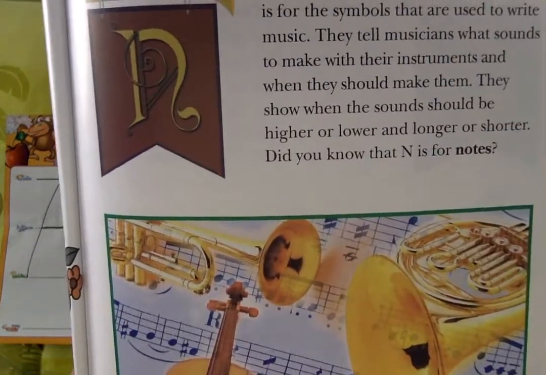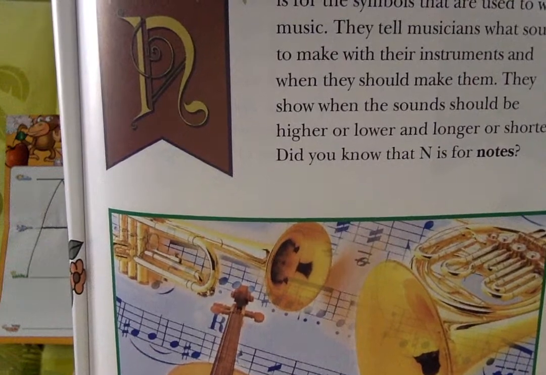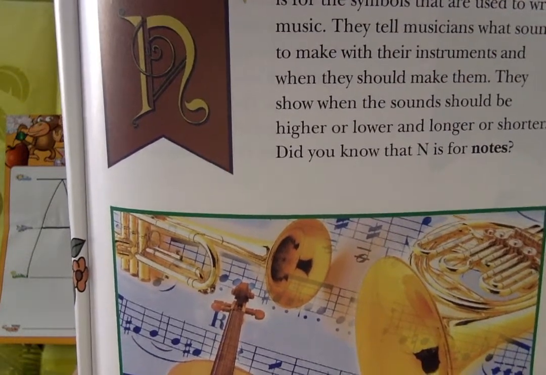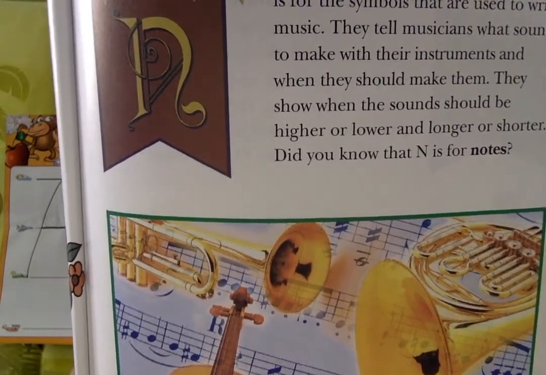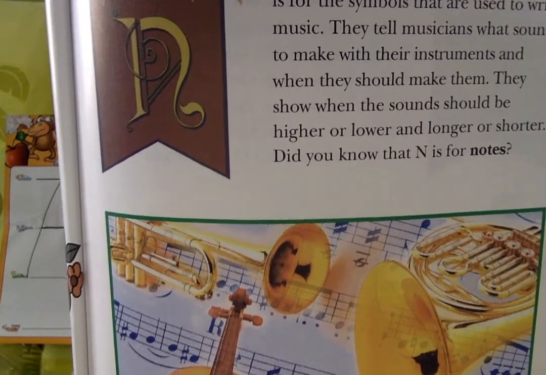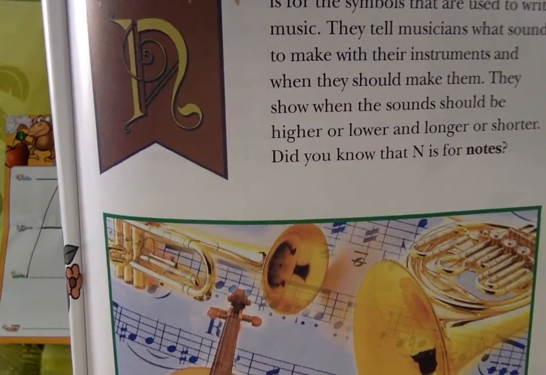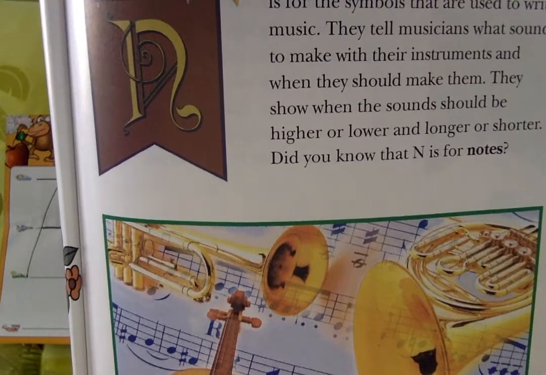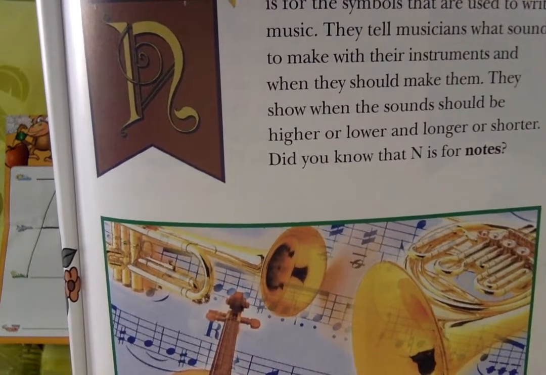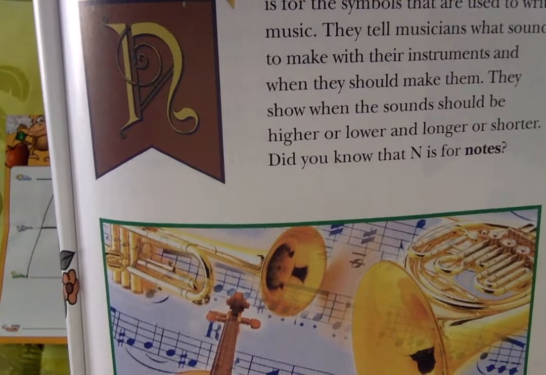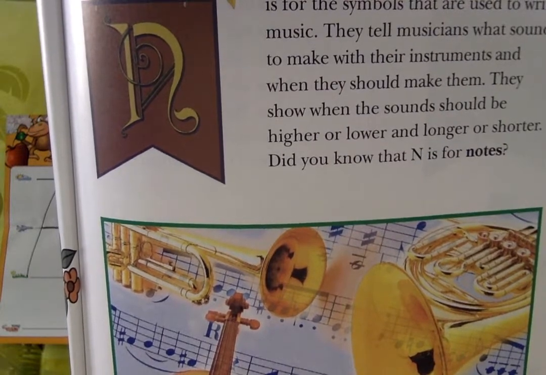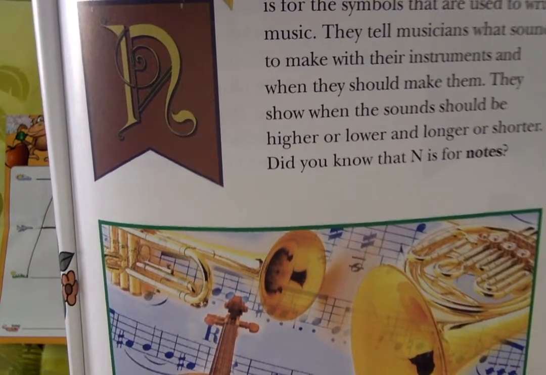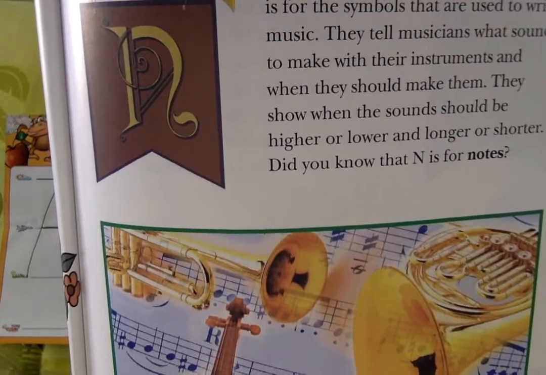Let's go with M while you're looking at N. M is for the word that is found in the title of this book. Hearing it makes people sing and dance. Composers hear it in their mind and then write it down so that other people can play or sing the sounds. Did you guess that M is for music?